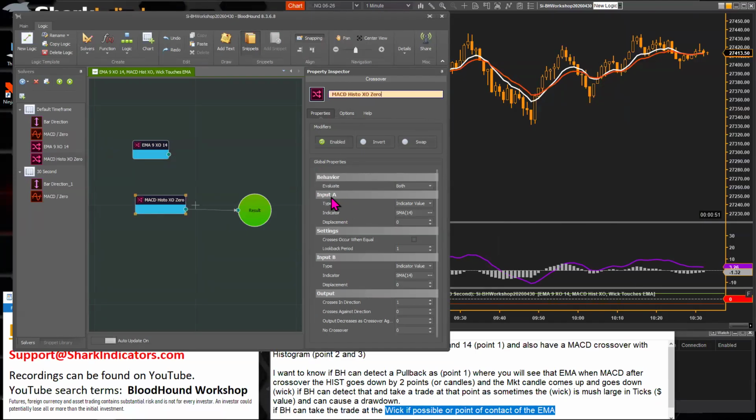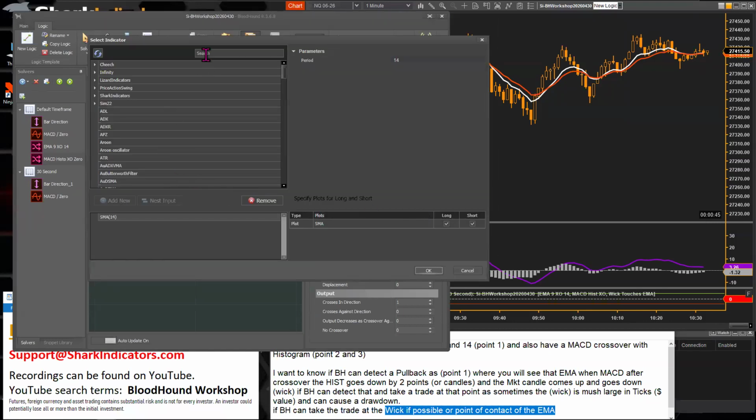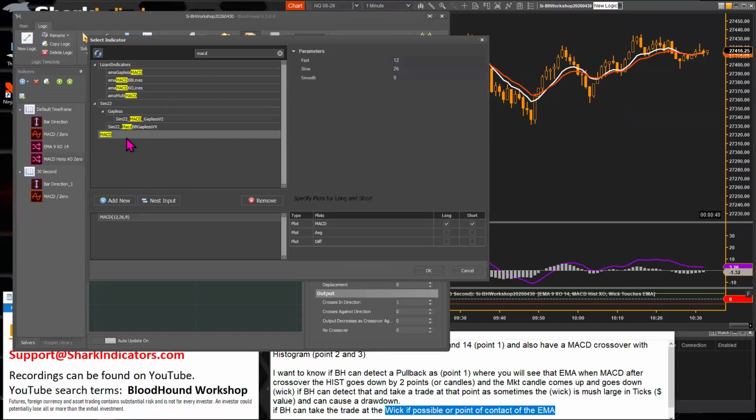All right, so input A, that will be our MACD histogram. There's our MACD, and I'm just going to use the default settings here. And we do need to select the histogram, which NinjaTrader calls the difference, which technically is what it is. So mathematically, yep, it's just the difference between the MACD line and the average line. All right.